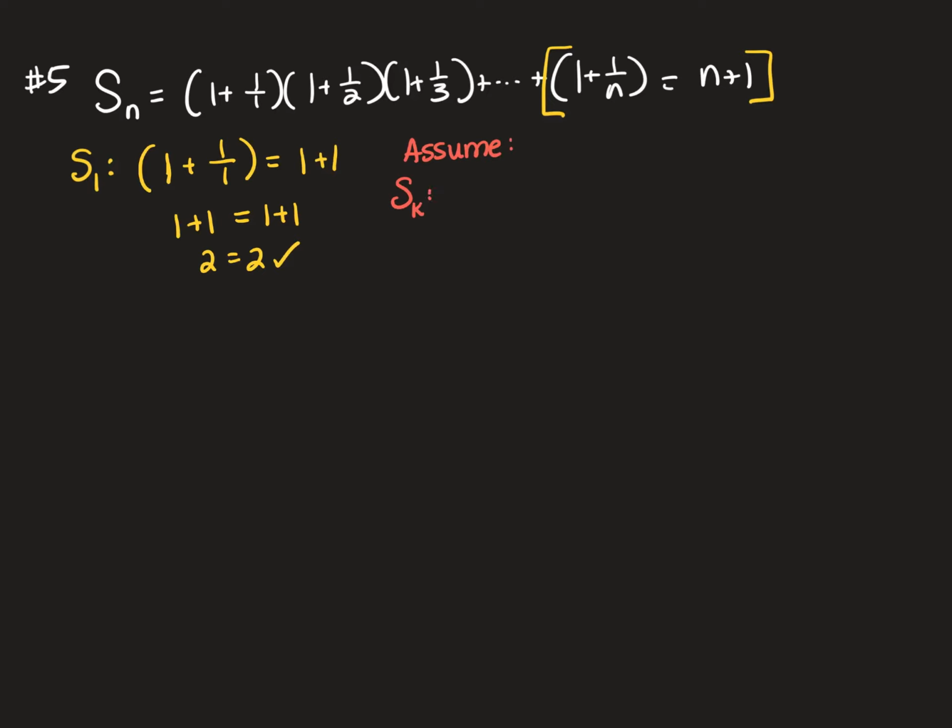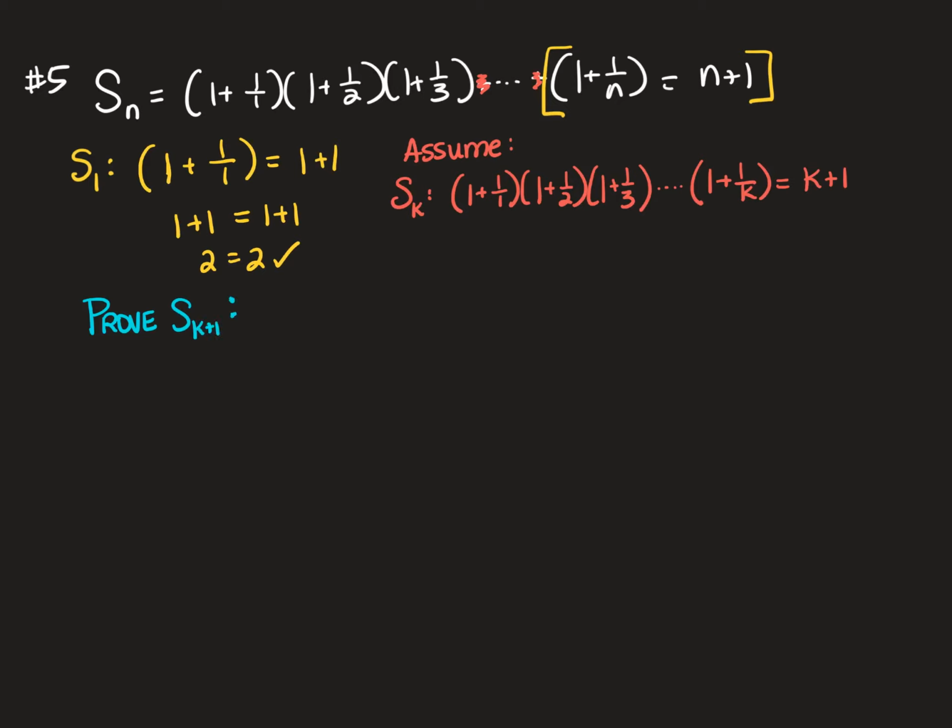Now to do that, we have to actually write out what the s sub k case is. So that's going to be 1 plus 1 over 1 times 1 plus 1/2 times 1 plus 1/3 all the way up to, and this should not be pluses there, that should be multiplication, 1 plus 1 over k, and we're assuming that that's equal to k plus 1.